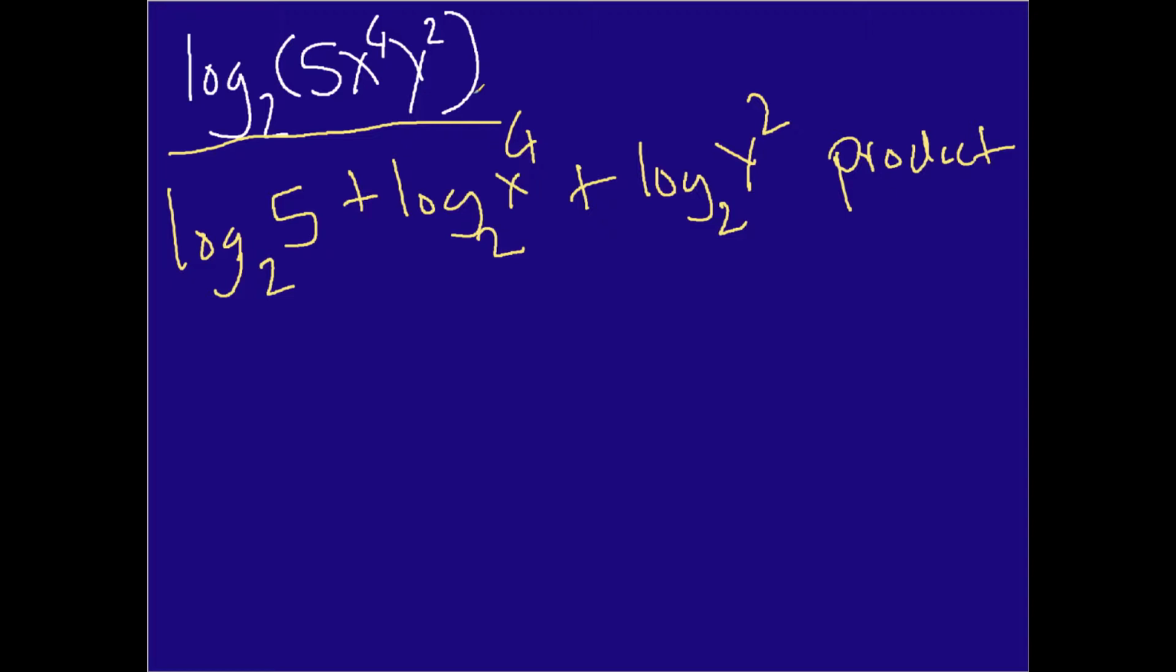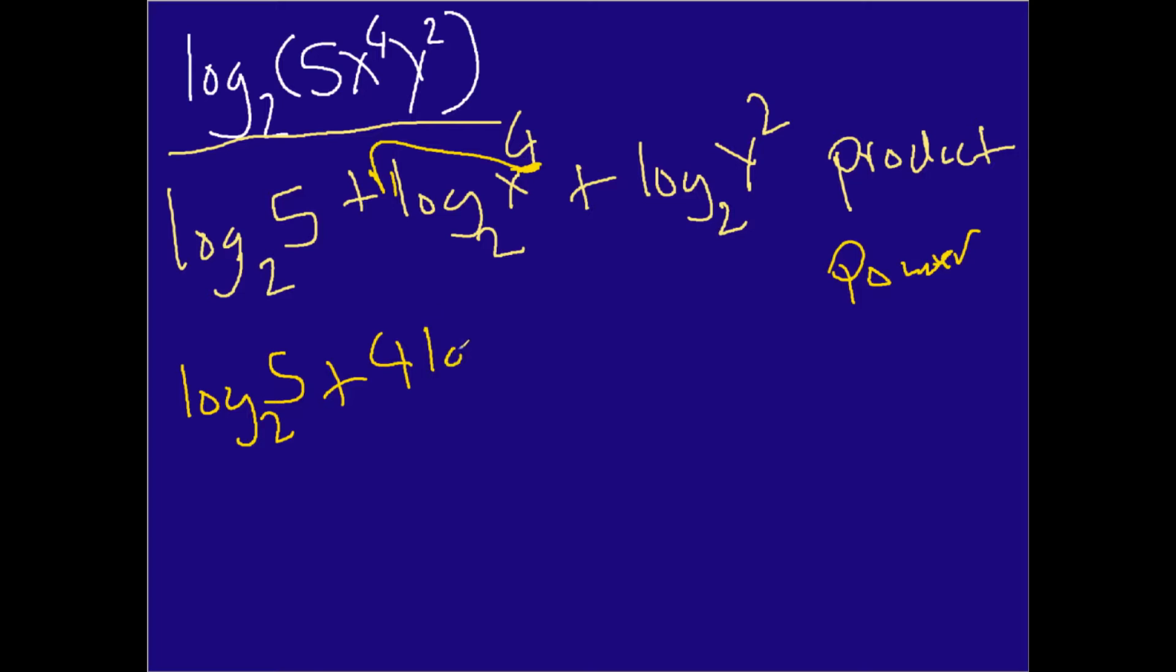What we can do next is use the power property. So now we're going to go down here and power it up, I guess, if you want to use a joke like that. We still have log base 2 of 5, plus, now watch what happens here, I bring this exponent down in front. So now it's 4 times log base 2 of x plus 2 log base 2 of y. And essentially we're done at this particular point right here.